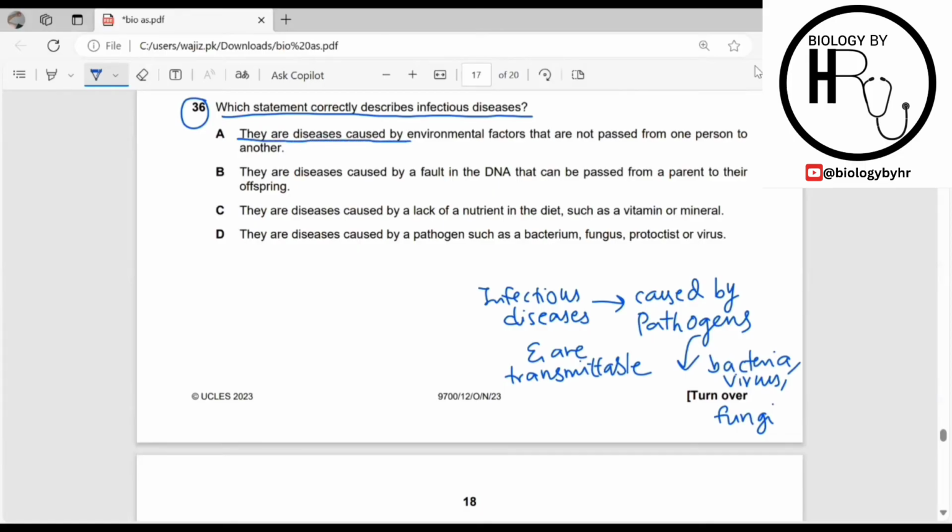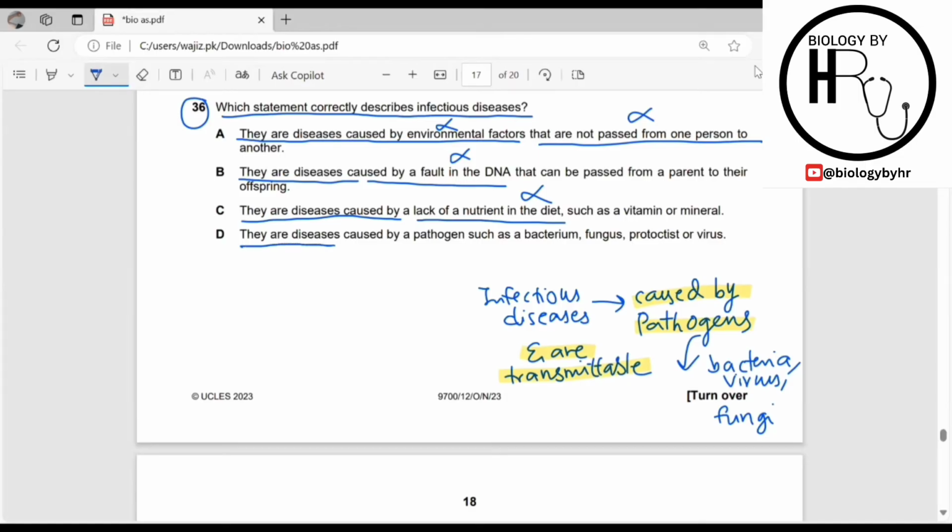They are the diseases caused by the environmental factor and are not passed from one person to another. No, these are the diseases that are caused by the pathogens which we have studied over here, and they are transmittable. So these both statements are incorrect. They are the diseases caused by the fault in the DNA. No, this is incorrect. They are the diseases caused by the pathogen. They are the diseases caused by the lack of nutrition in the diet. No, this is as well the wrong statement.